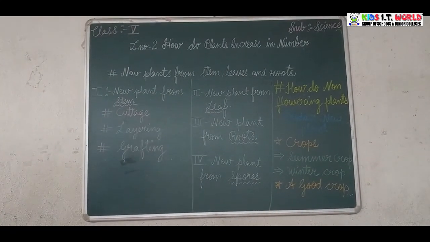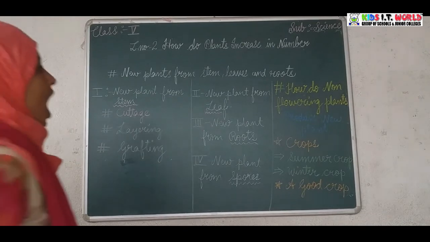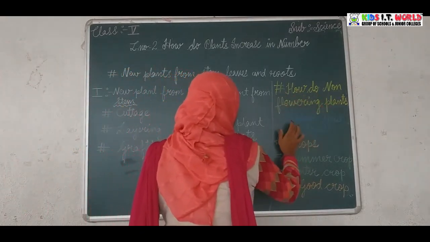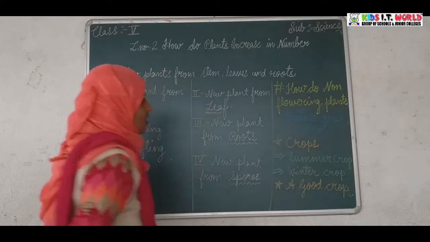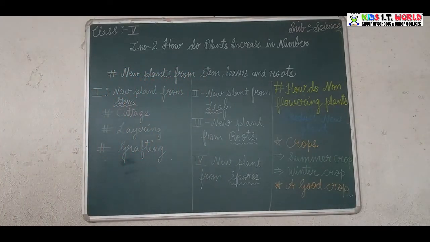Then next, how do non-flowering plants produce new plants? Some plants like pine, fir and cedar do not produce flowers throughout their life. However, they produce cones which have seeds inside them. New plants are produced from these seeds.